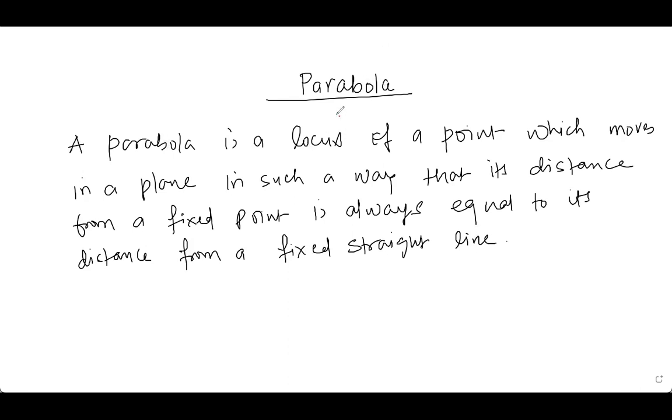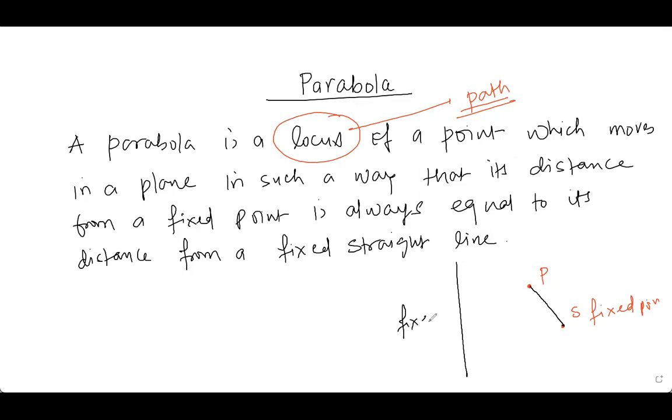What does it mean now? Parabola is a locus. The word locus means path. Path of a point which moves in a plane in such a way. Let's say this is the point P, which moves in a plane in such a way that its distance from the fixed point, let's say this is the fixed point, is always equal to its distance from the fixed straight line. This is the fixed straight line. Perpendicular distance. Both the distances will be equal. This point moves in such a way that the distance from the fixed point and the distance from the fixed line is always equal. That is the parabola.